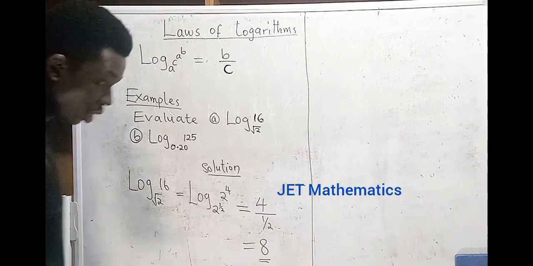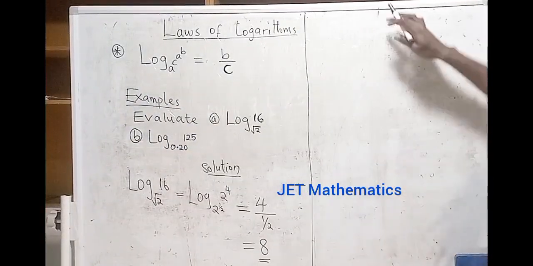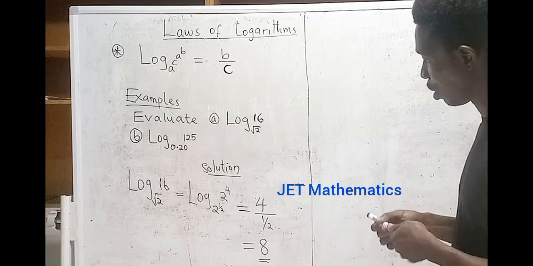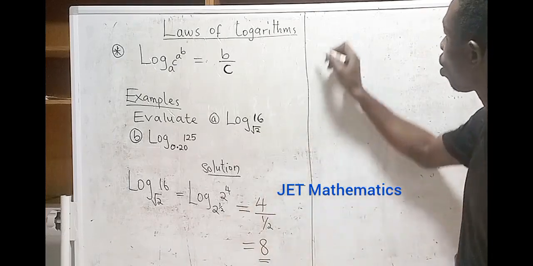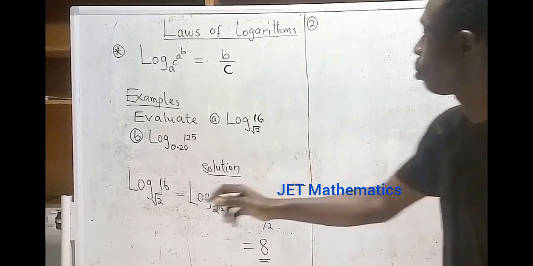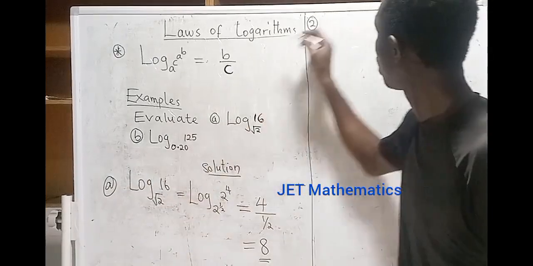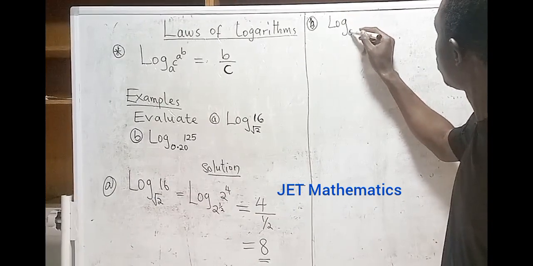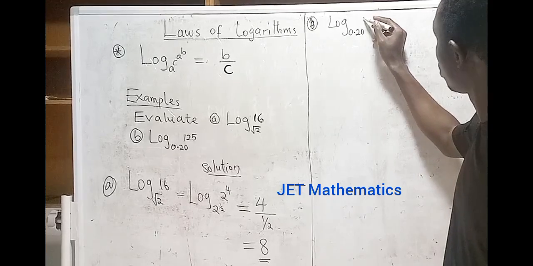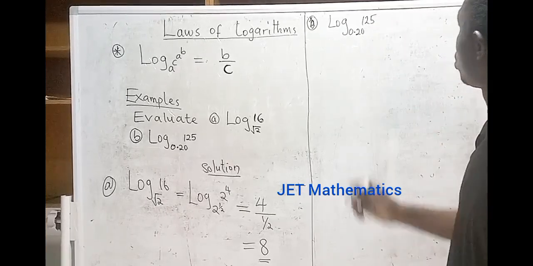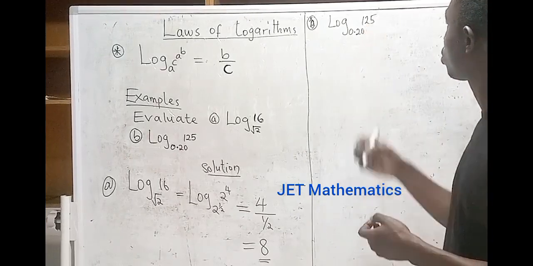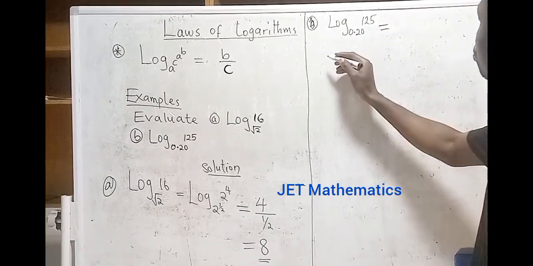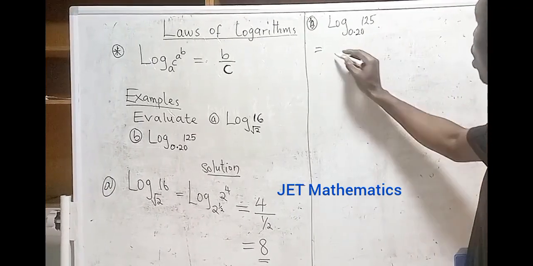All right, let's look at the second example. We'll still apply that law for that example. I know many of you are not familiar with this law, so it's very important you know this. In the second example, this is a, and now this is b. We have log 125 to base 0.20. So we can rewrite this to be log.